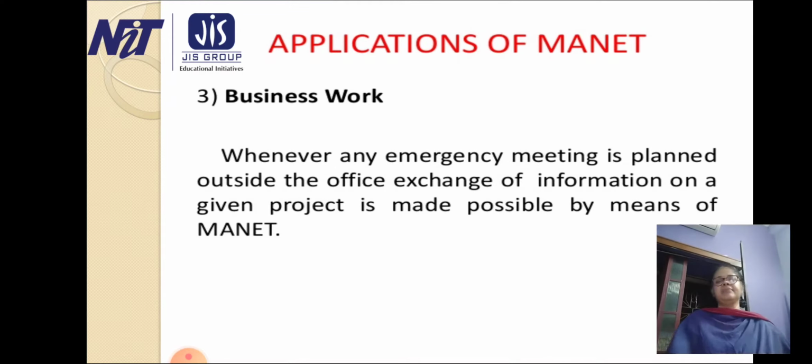Business work. Whenever any emergency meeting is planned outside the office, exchange of information on a given project is made possible by means of MANET.